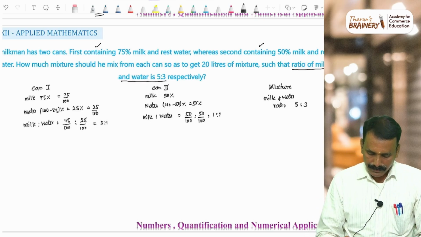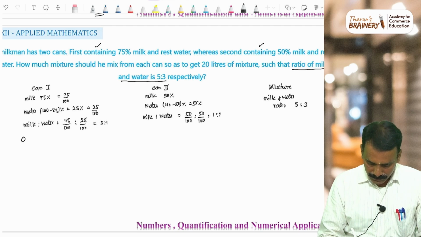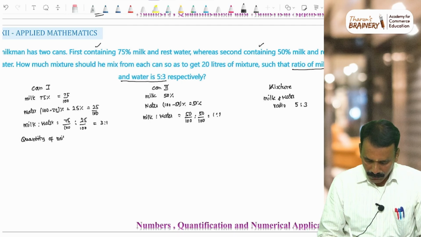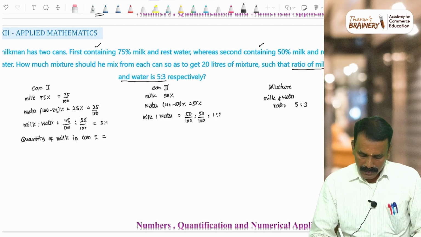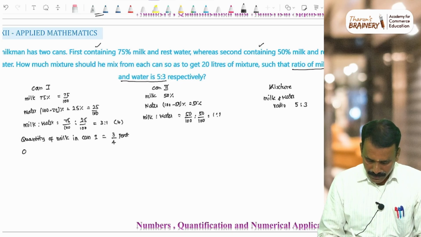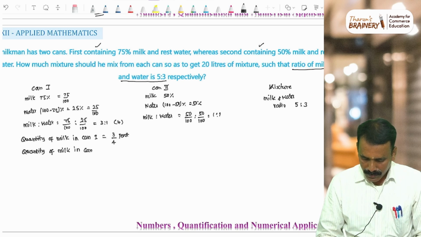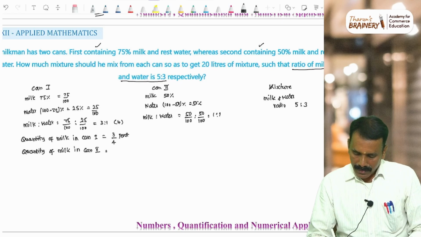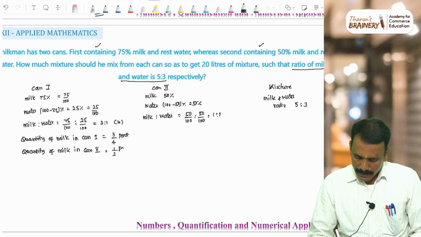So we start. Quantity of milk in can 1 will be equal to, the total ratio here will be 4, so we get 3/4 part. Same way, quantity of milk in can 2 is going to be 1/2 part.